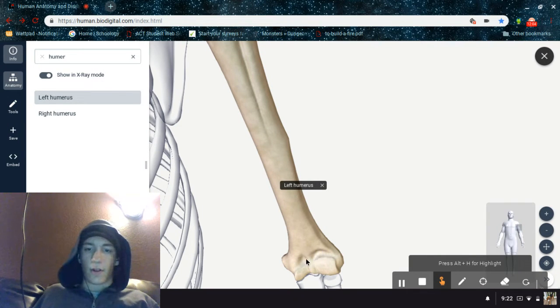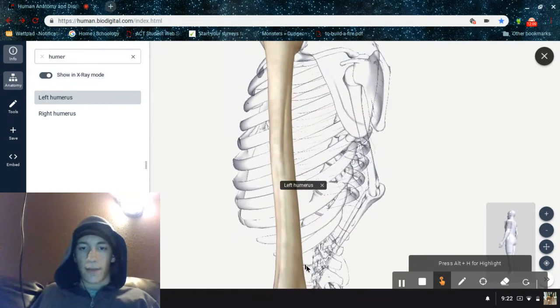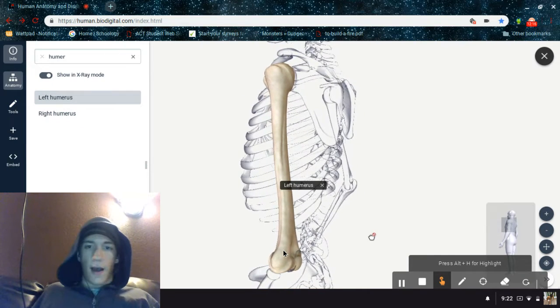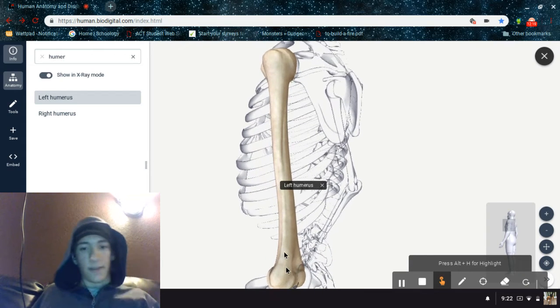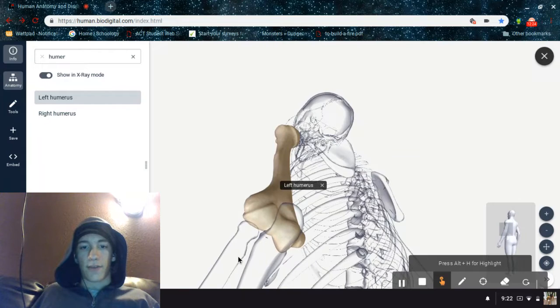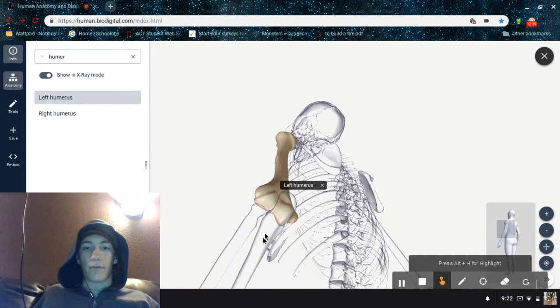I'm going to need to zoom out for this. See this fossa right here on the back of your elbow? That's the olecranon fossa. See this end back here that articulates with your ulna and radius? That's your trochlea. And surprisingly, that's all of the stuff on our list.